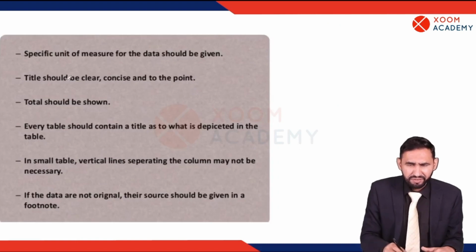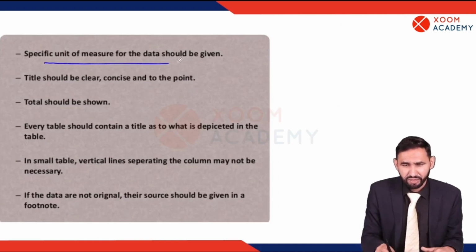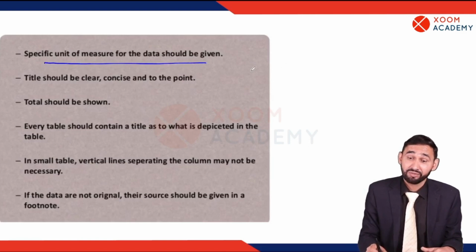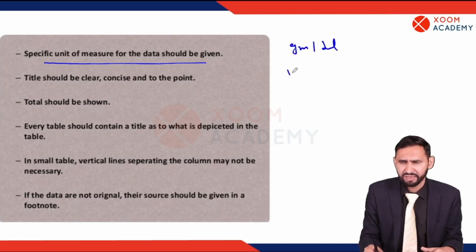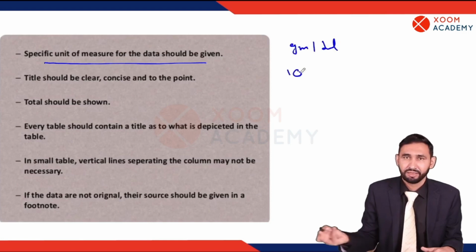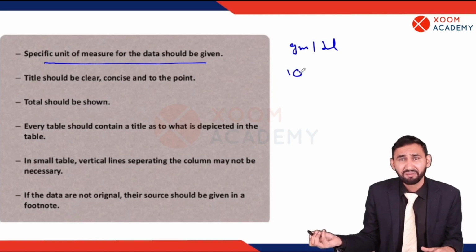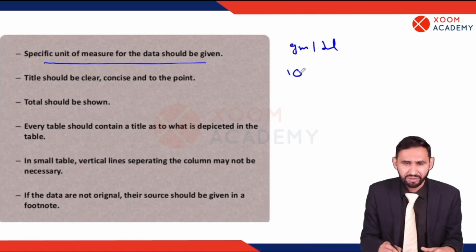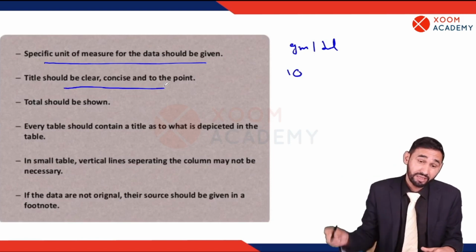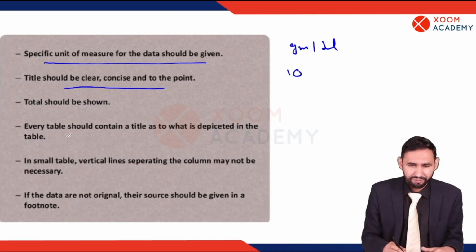Then a specific unit of measure should be given. There should be a unit, like the unit of hemoglobin, gram per deciliter. We need to mention units. Like if we write 10, what does it show? This is just a vague number. We need to give some unit. That should be clear, concise, to the point.